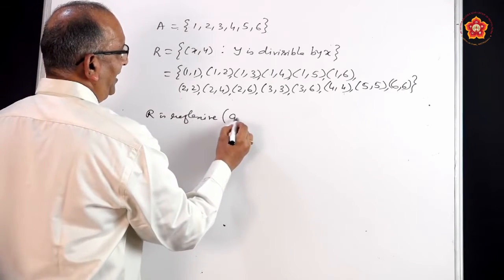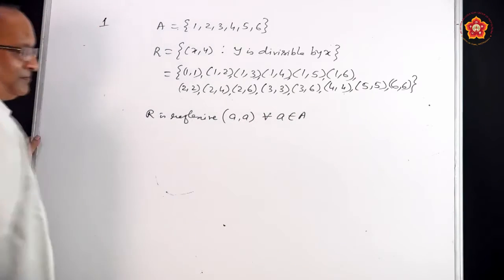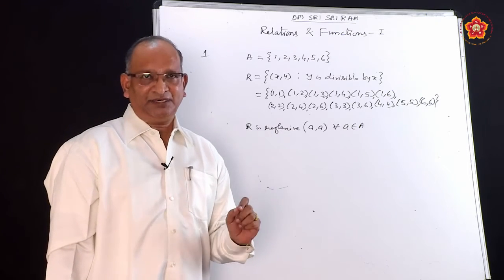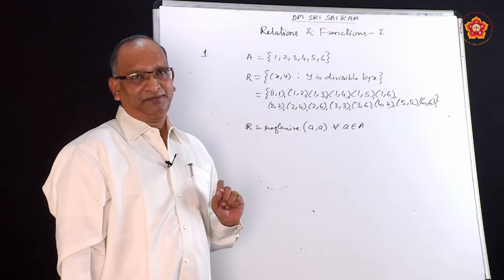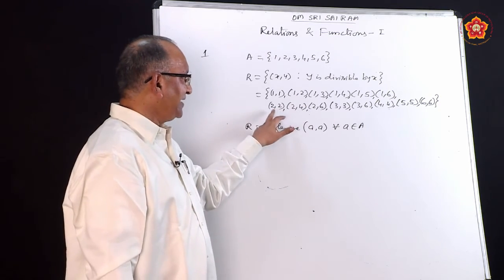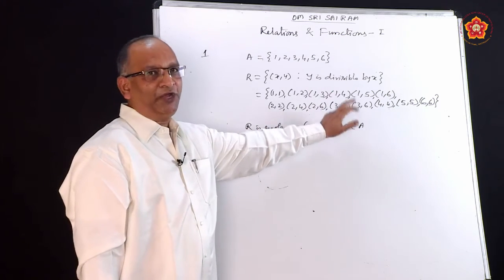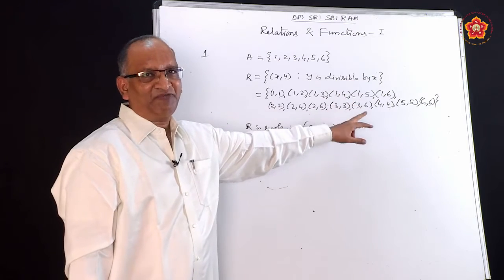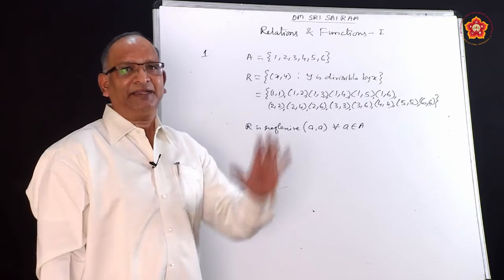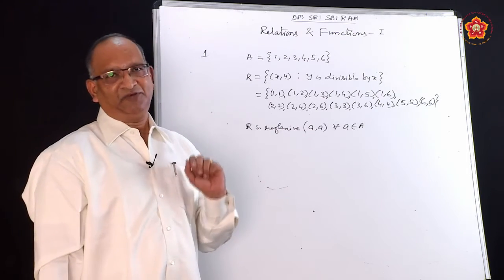Because you have got a comma a for all a belongs to the set. As I mentioned to you, when you are confirming a relation, you do not give an example. It should be true for all. So, if you say 2 is an element, you have got 2, 2. If you say 3 is an element, you have got 3, 3. For 4, you have got 4, 4. For 5, you have got 5, 5. For 6, you have got 6, 6. So, all elements are related to themselves. So, it is reflexive.